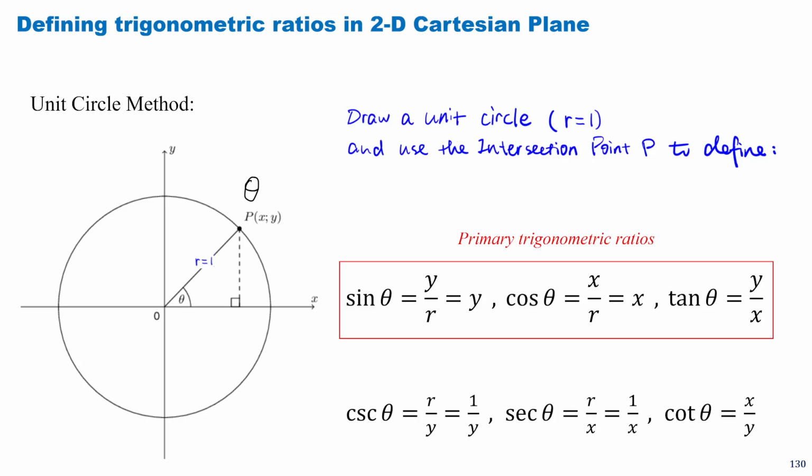Then in that case, sine alpha equals y over r, where r equals 1. Therefore, sine theta just equals y, right? And cosine theta equals x, and tangent theta equals y over x. You see that?